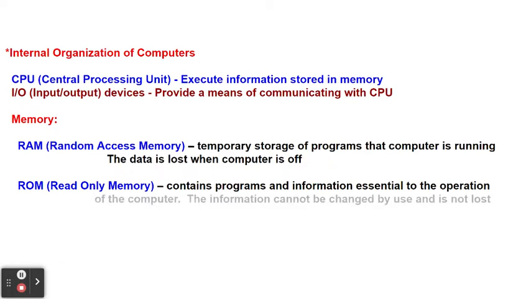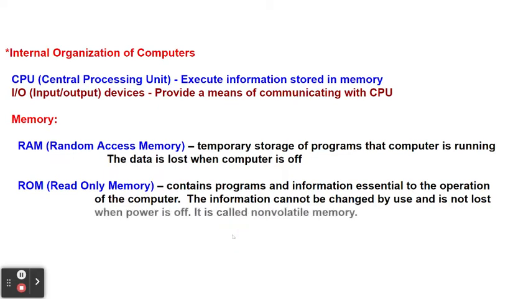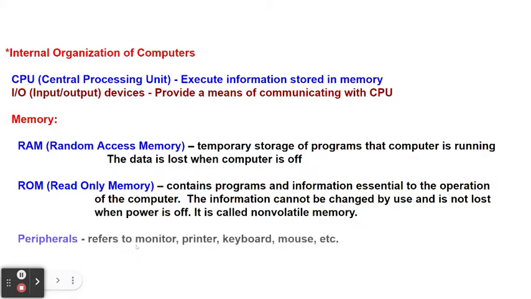ROM, or read-only memory, contains programs and information essential to the operation of the computer. The information cannot be changed by the user and is not lost when power is off. It is also known as non-volatile memory. In other words, the RAM is called volatile memory while the ROM is called non-volatile memory. Peripherals refers to the monitor, printer, keyboard, mouse, speakers, or anything connected to your computer.